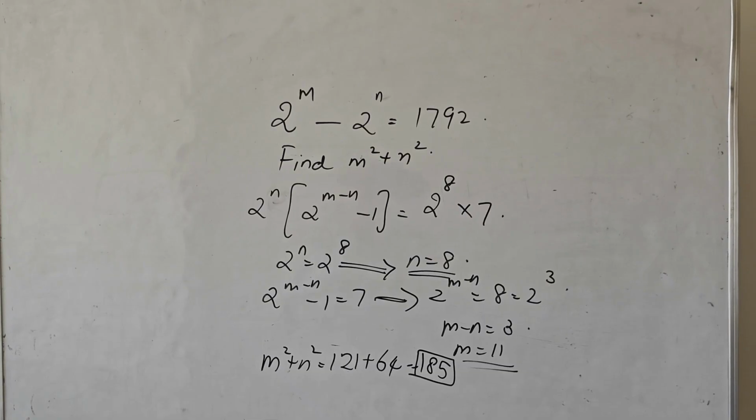The second sum is very similar to the first sum, except that instead of finding the values of m and n, we need to find the value of m square plus n square. I have solved the sum for you and we have gotten the value of m square plus n square as 185.